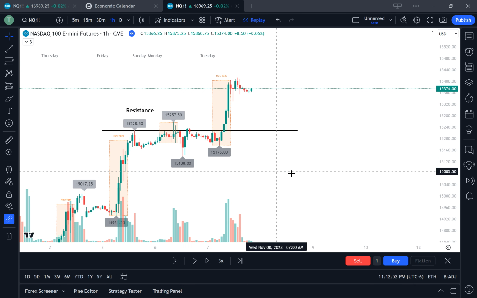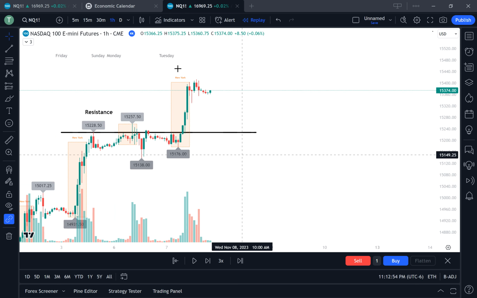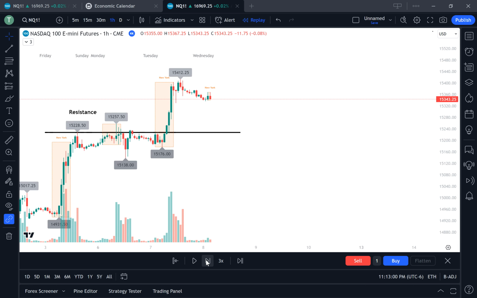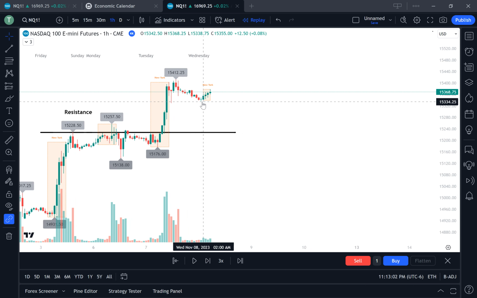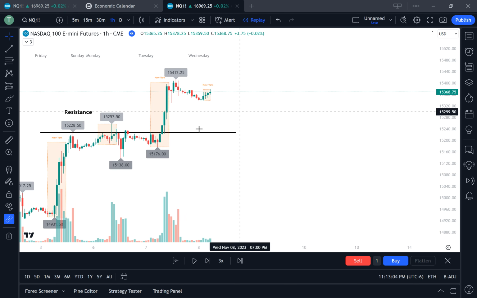And it did. So at this point, you're looking, okay, this is 8 p.m. So there's no session right now, so price is kind of doing whatever it wants to do. And then price kicked in right here. I was saying 2 a.m. on here.